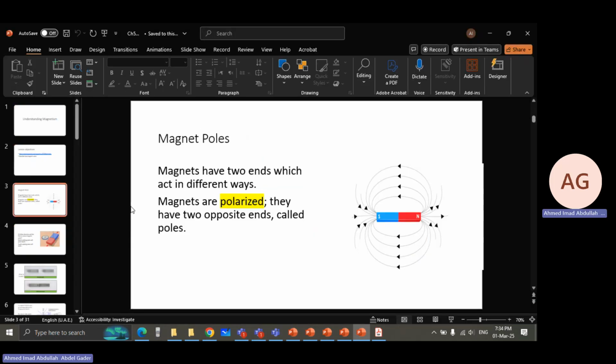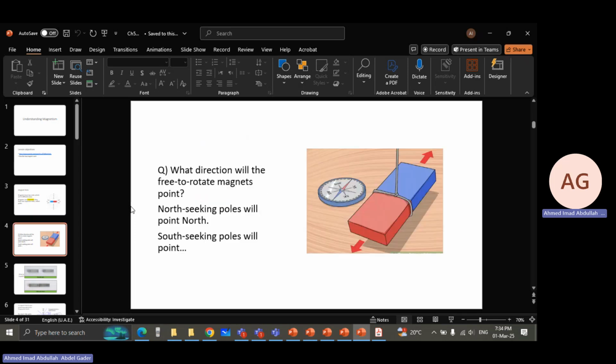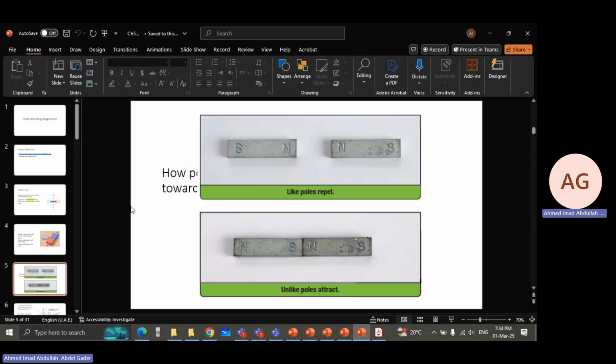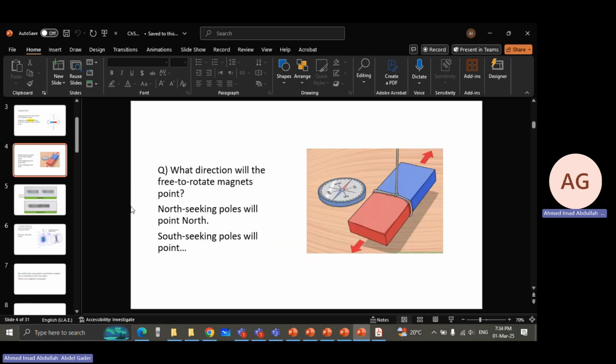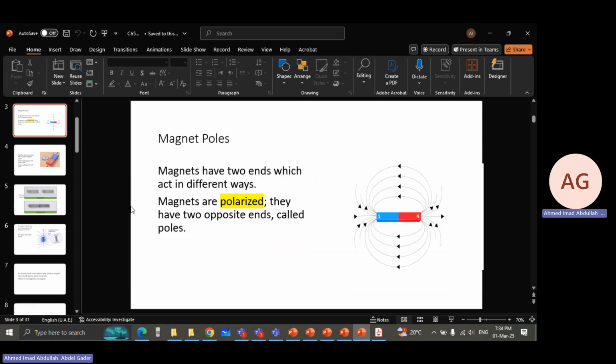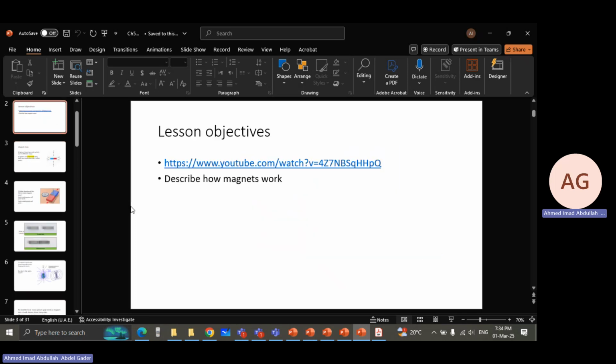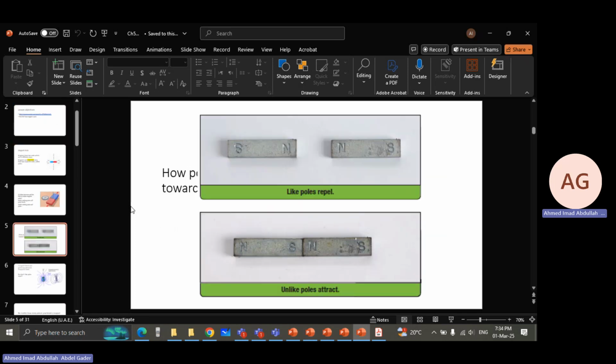So magnets, as we know, they have two poles. We call magnets polarized because they have two poles. There are no magnetic monopoles, meaning they must always exist with two poles, regardless of their shape. And of course, the general rule is that like poles repel and unlike poles attract.